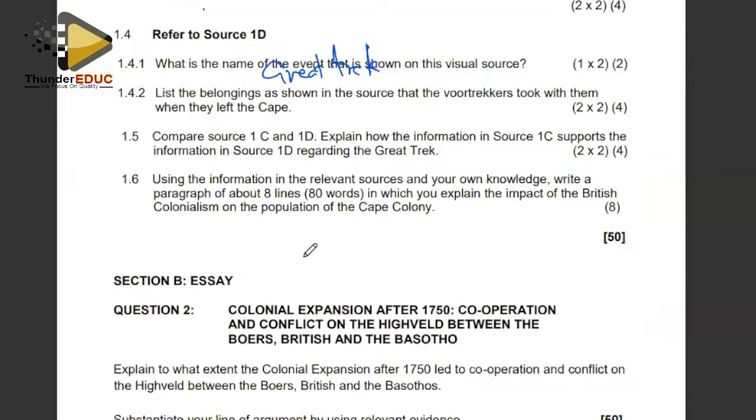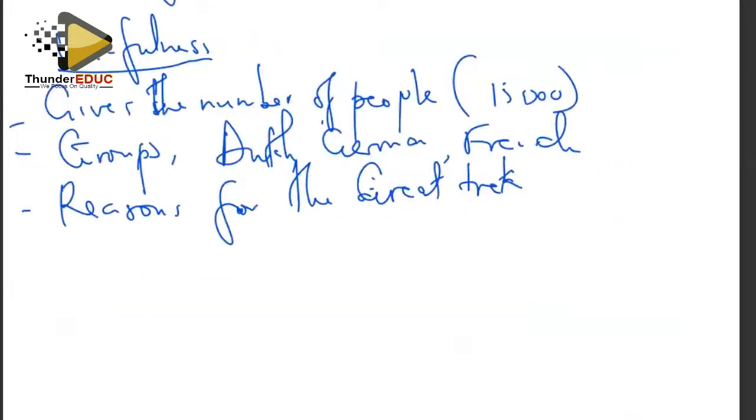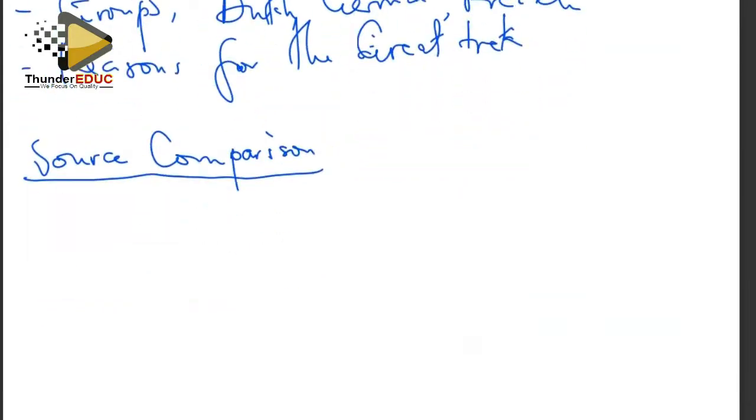Right, then moving on, when you're comparing sources, compare source 1C and 1D. I'll give you the clue on how you compare sources. Then you must be able to figure out how you are supposed to do that question. When you're comparing sources, we use a specific format for source comparison or source contrast. You are supposed to figure out what it is that is in the source.